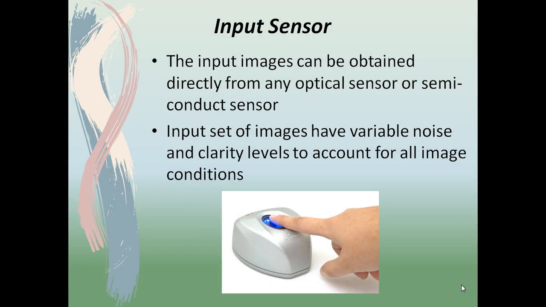Now, let's talk a little more about the input sensors. The input images can be directly obtained from any optical sensor or a semiconductor sensor. The input images that I have been using for my project have variable noise and clarity levels so that I could account for all different image conditions, because it may be possible a user's hand may be dirty or slightly scarred.